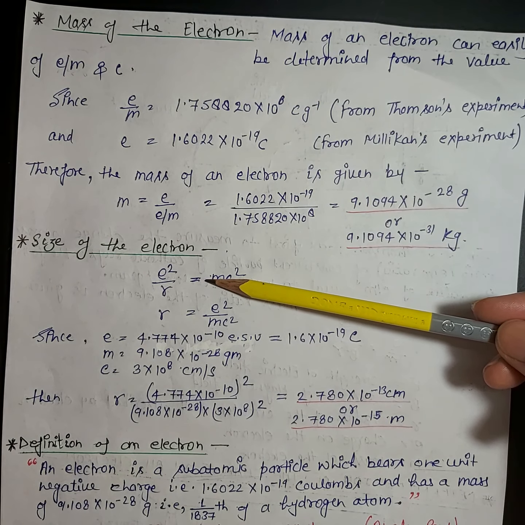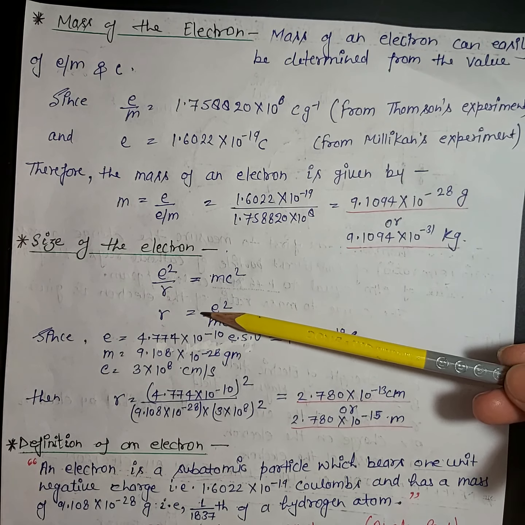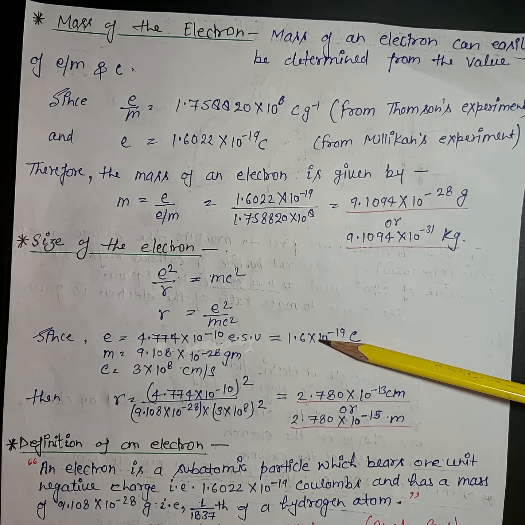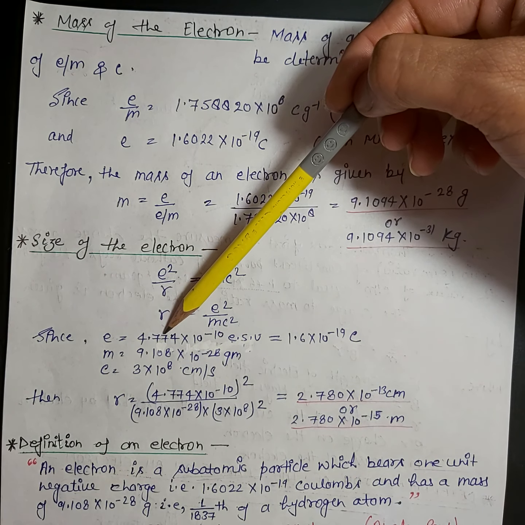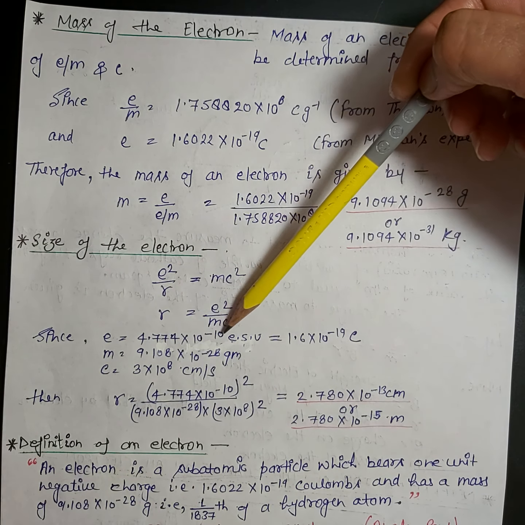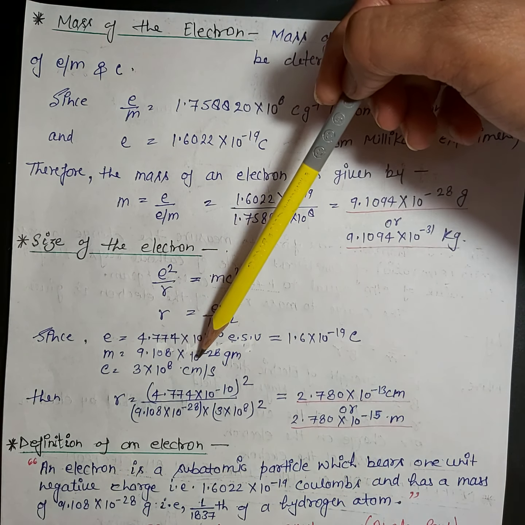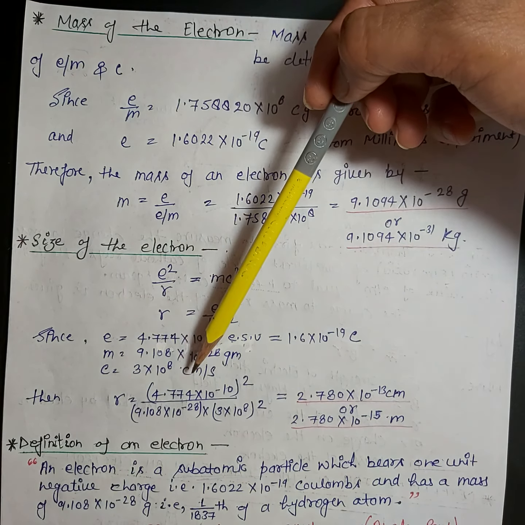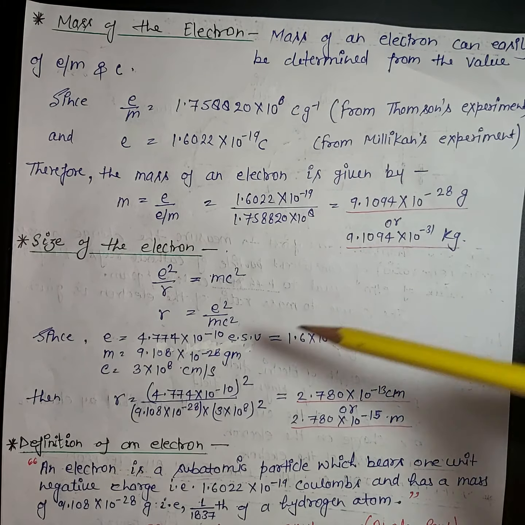And from this equation r equals to e square upon mc square, and we know the values of e, m and c. e equals to 1.6 into 10 to the power minus 19 coulomb, and in CGS its value is 4.774 into 10 to the power minus 10. m equals to 9.108 into 10 to the power minus 28 gram, and c equals to 3 into 10 to the power 8 centimeter per second. We are taking CGS units here.